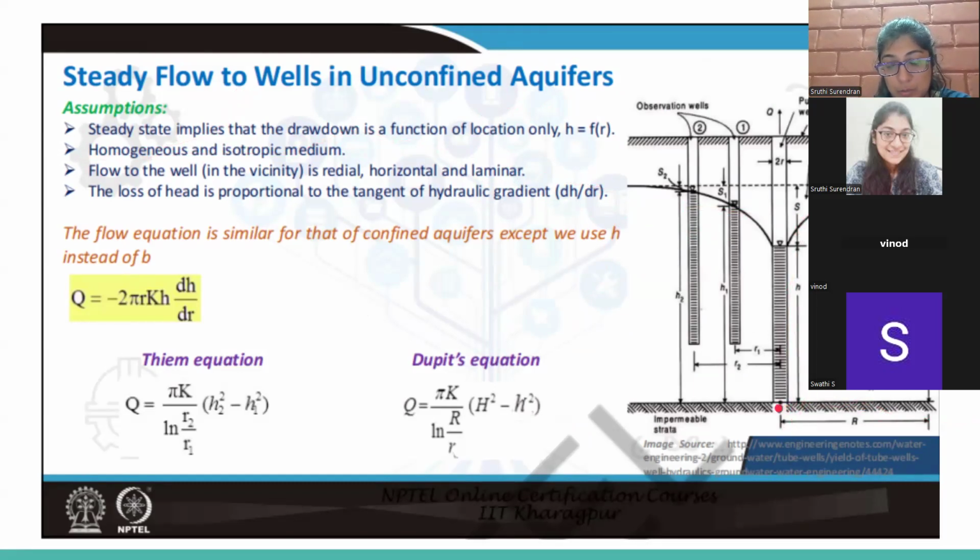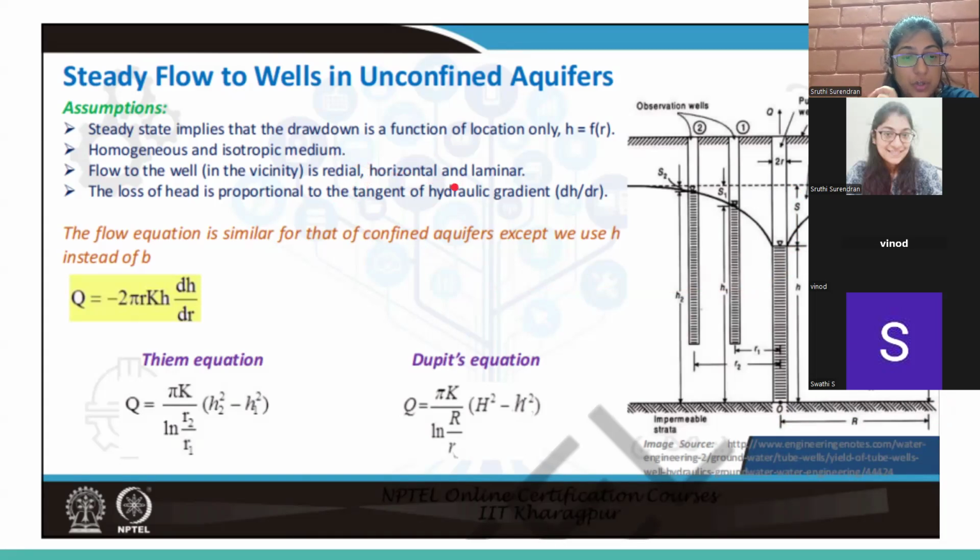Now, if you look at the radius of influence, the drawdown will be 0. If you come a bit over here, the drawdown will be this much. If you're coming to this distance, the drawdown is going to be S. So this drawdown is not going to vary with time. That is what it means by steady state. So drawdown is always a function of the location when we are talking about steady state flow of water in wells in an unconfined aquifer.